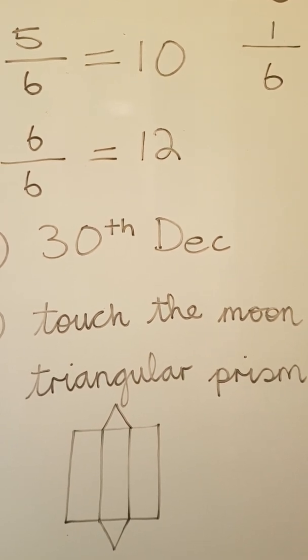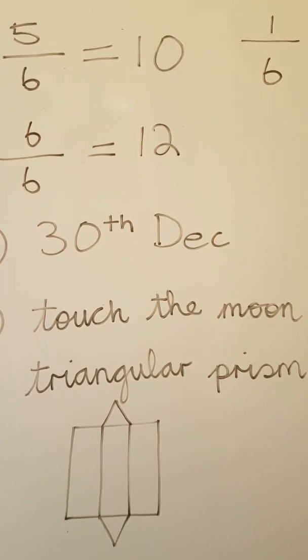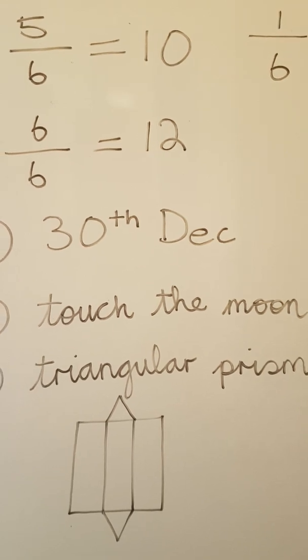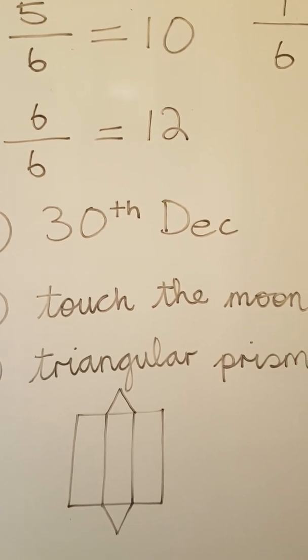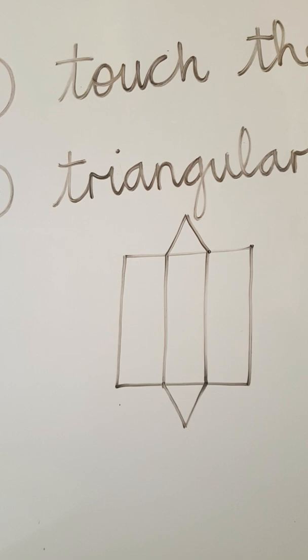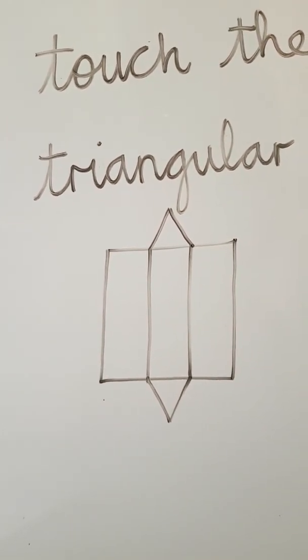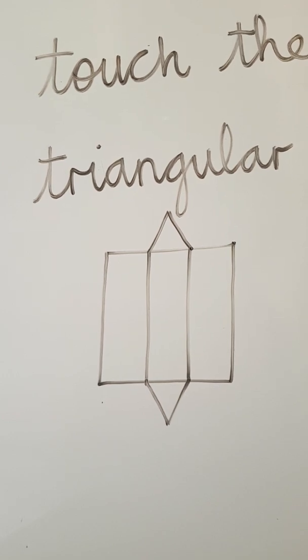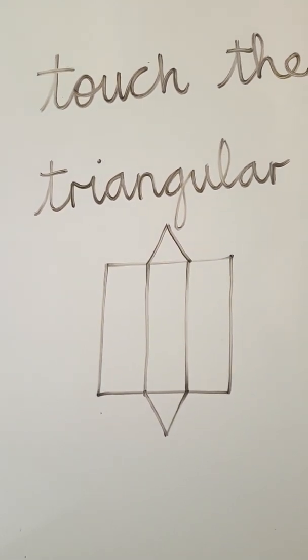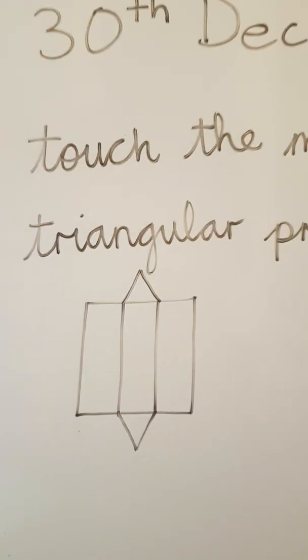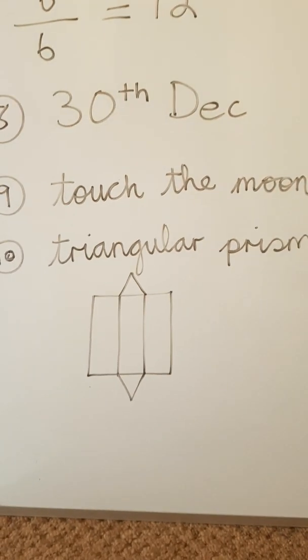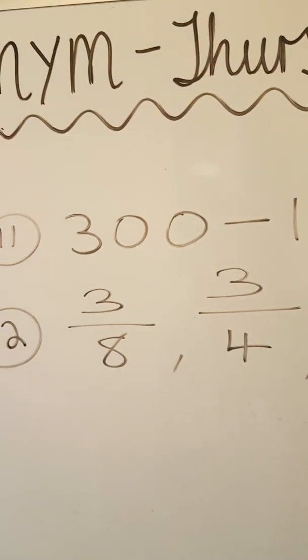Question 10, name the 3D shape that has 2 triangular faces and 3 rectangular faces. So that would be a triangular prism. So I've drawn it out there. That's obviously the net of the shape. If it was opened up, it would have the 3 rectangles and 2 triangles. So if I folded that all together, it would make a triangular prism, kind of like a Toblerone box.